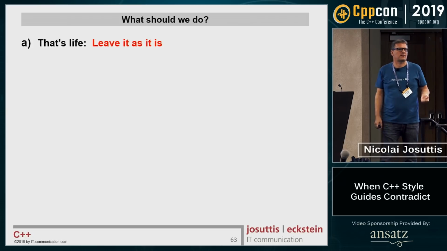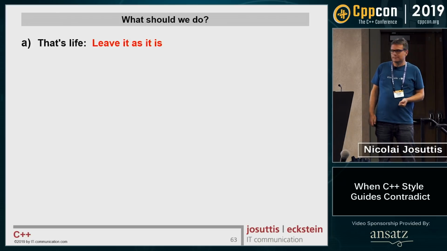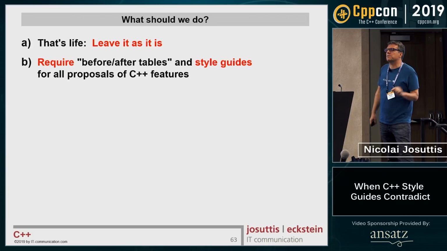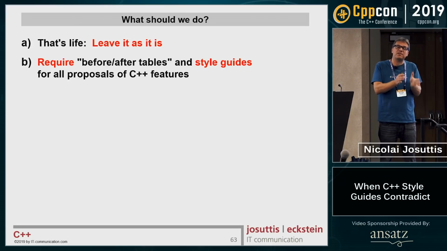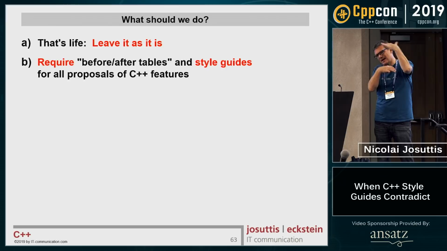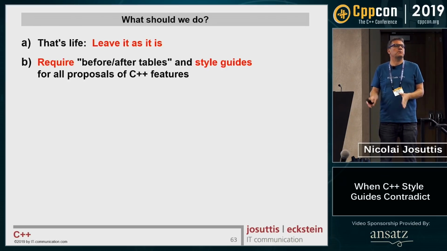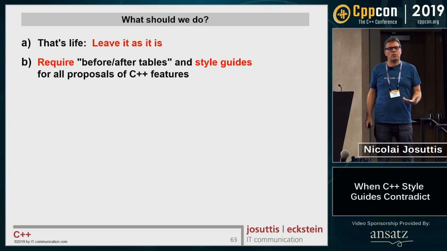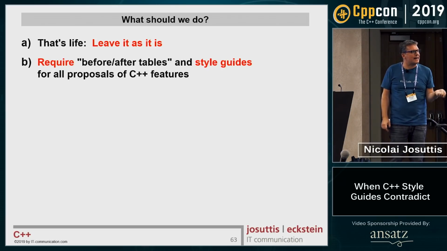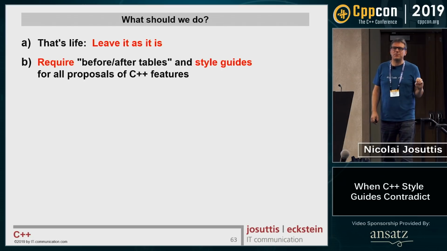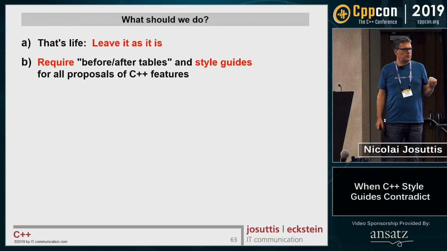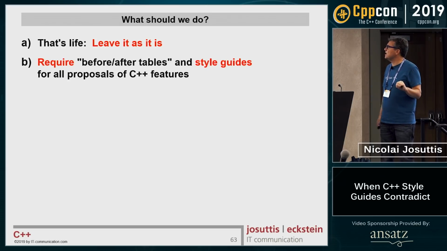That's life. Leave it as it is. It's obviously one option. Require at least that when we propose a new C++ feature, that for each and every C++ feature, there is a few examples or a table saying what is the difference between the situation before and after. Or in other words, what is the effect for style guides of this new feature? This is not required. It happens very often that we don't understand why we standardize something, at least looking back 10 years later. Yeah, that's a problem.